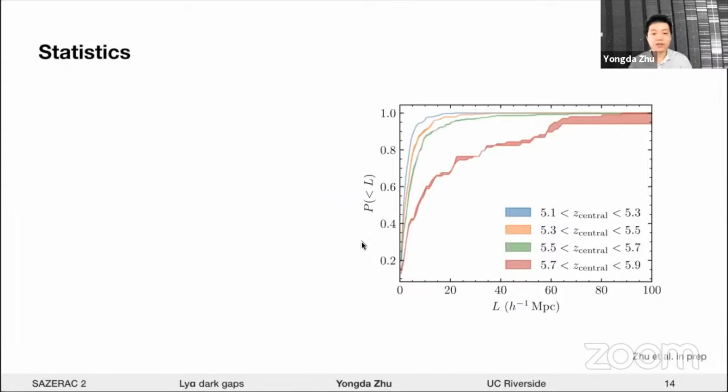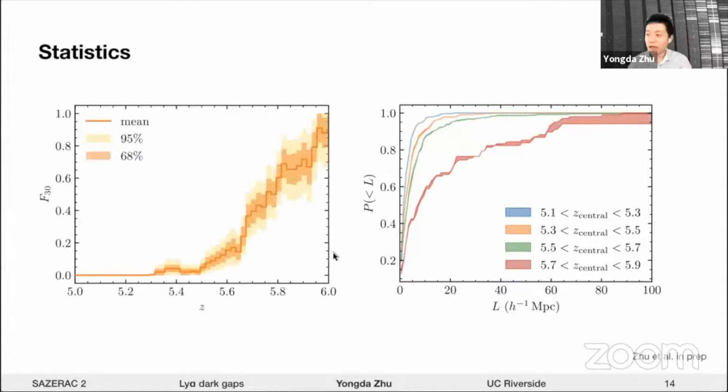This figure shows the evolution of the cumulative distribution of dark gap length over redshift 5 to 6. You can see a strong evolution below redshift 6. And then this figure shows our main result, the F30.